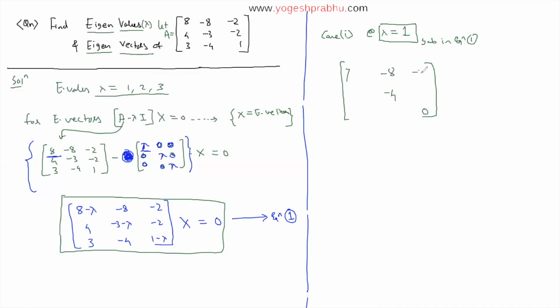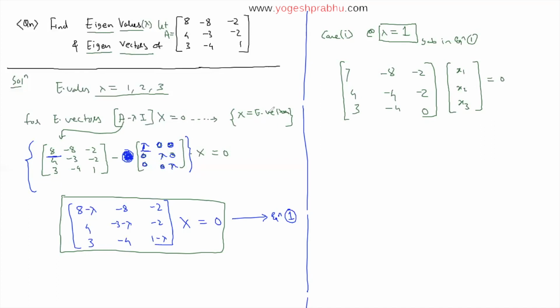Minus 8, minus 2, 4, 3, minus 4, minus 2, all of them as it is. Now this x over here is nothing but a column matrix. If you know the basic matrix theory, you're multiplying this with a column matrix, let us call this x1, x2, and x3, and let that be equal to 0. Now notice that your capital X is nothing but the eigenvector.